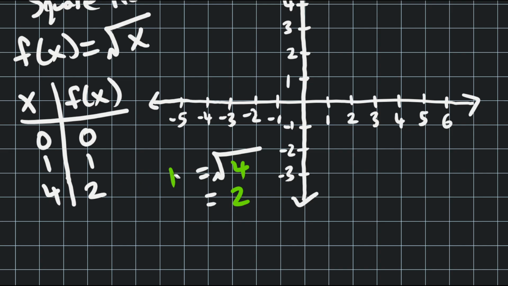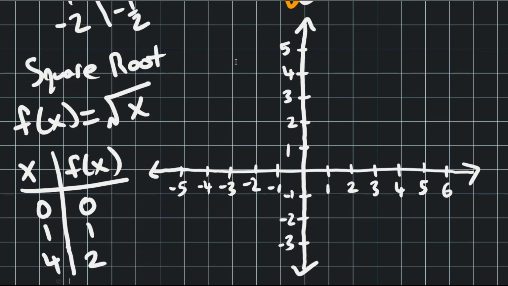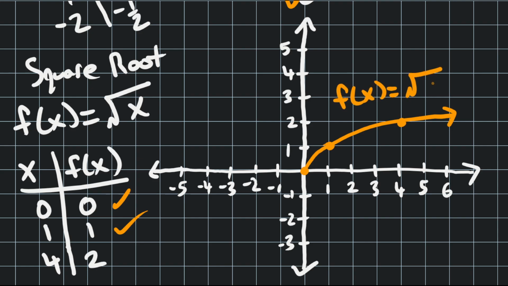There we go. And let's go ahead and plot these points. So 0, 0 is here. 1, 1 is here. So we already plotted these. And then 4, 2 is over here. So this is the shape that the function takes. This is f of x equals the square root of x. There we go. And we plotted that as well. And that's the function, f of x equals the square root of x.